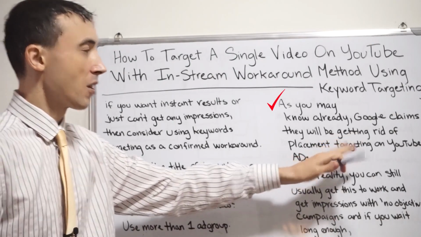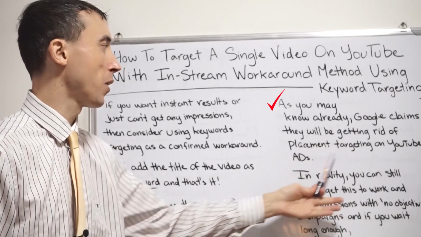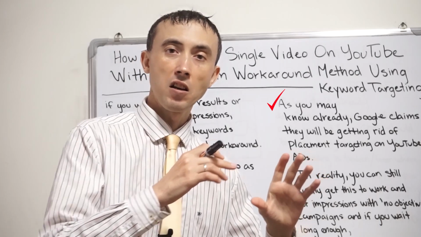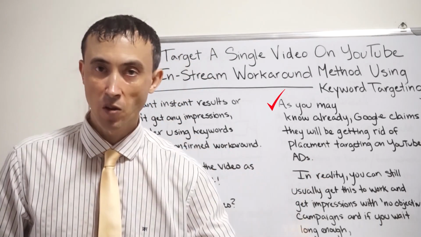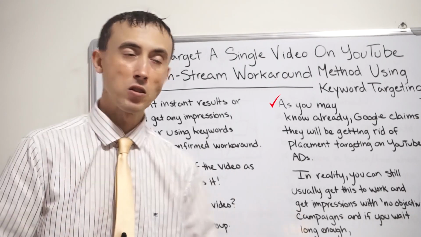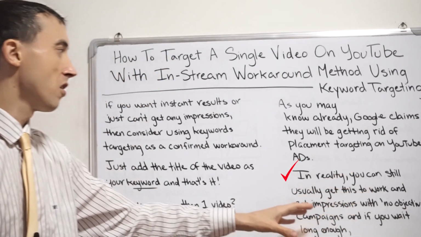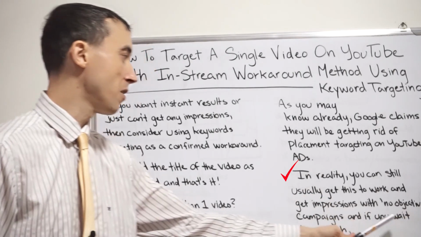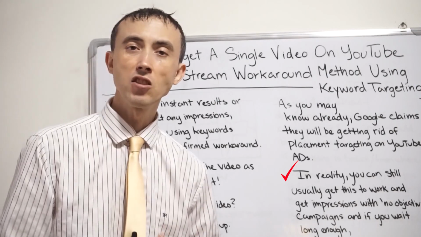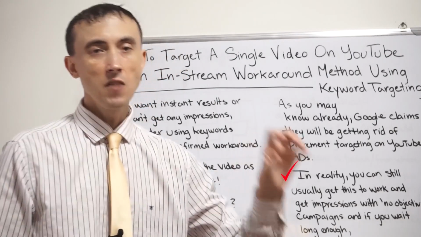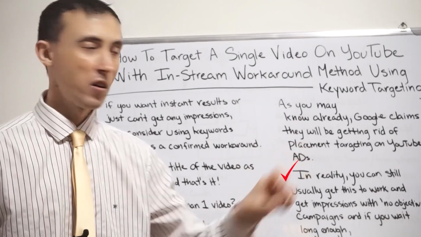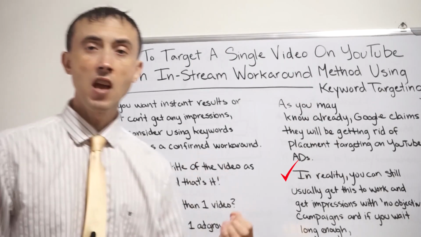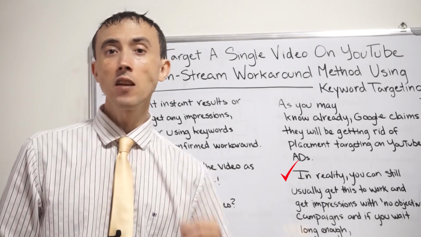Google has already said that they're going to be getting rid of placements targeting on YouTube ads, particularly for campaigns where the objective of the video campaign is to drive conversions, anything besides no objective whatsoever. You could actually still do placements targeting if you set up your video campaign with no objective, but even then, it's still difficult to get the individual videos that you want to target and have your ad show up for to actually get impressions on those videos. It's not as easy.